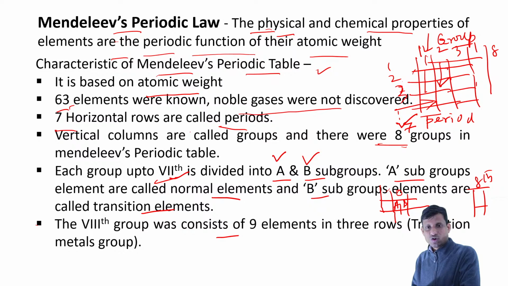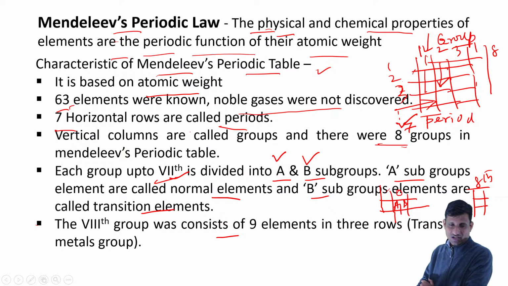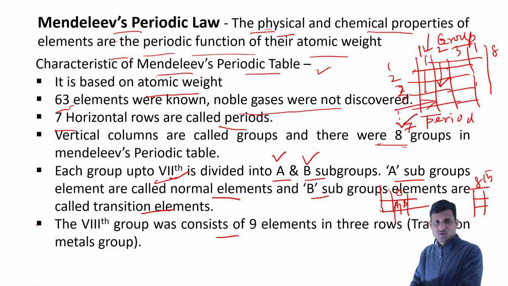But in this group, in each period he placed 3 elements. That is called the transition metal group. Group 8 consisted of 9 elements in 3 rows, because at that time only 9 such elements were known to us. So basically that is what he did. He arranged the elements in the following way.